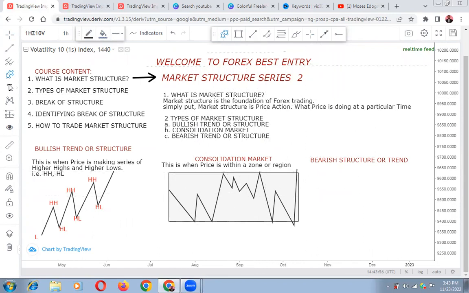Okay, now let's go to the next one, types of market structure. We have the bearish structure or trend. Now, what is the bearish structure? This is simply when price is making a series of lower lows and lower highs.